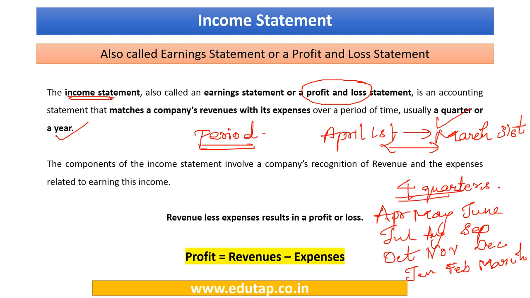Okay, so when you talk about an income statement, it is basically a profit loss statement. And as we know, profit is when your revenue exceeds your expenses, and you're incurring a loss when your expenses are actually more than your revenues, right?